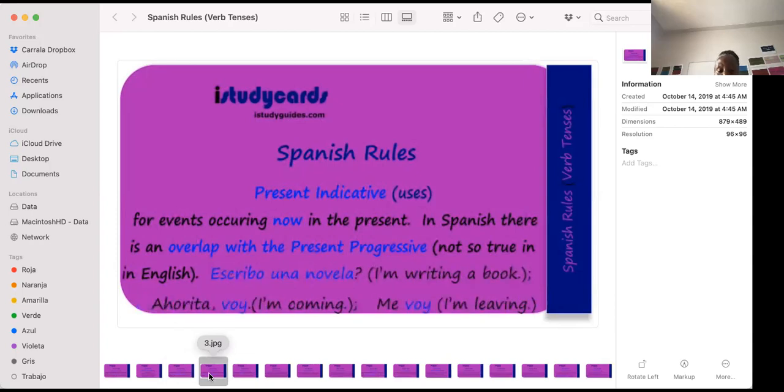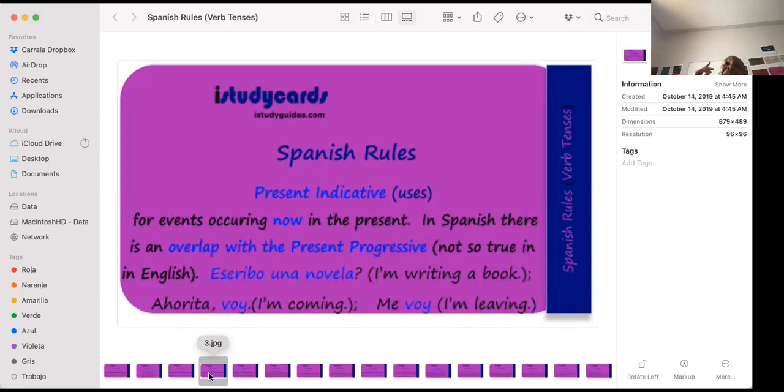Once again, talking about the present indicative when in English you would use the present progressive. Escribo una novela. I'm writing a book. Okay? Now that doesn't mean at this moment you're sitting down writing the book. It just means this is something that you are doing in the present. But in English you would use the present progressive.